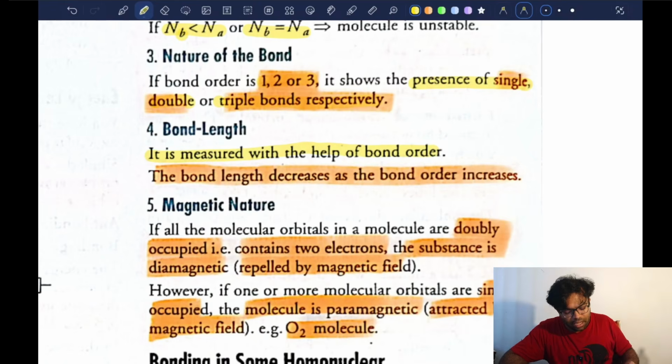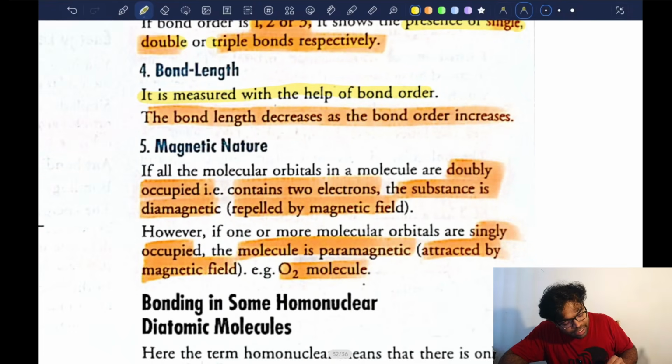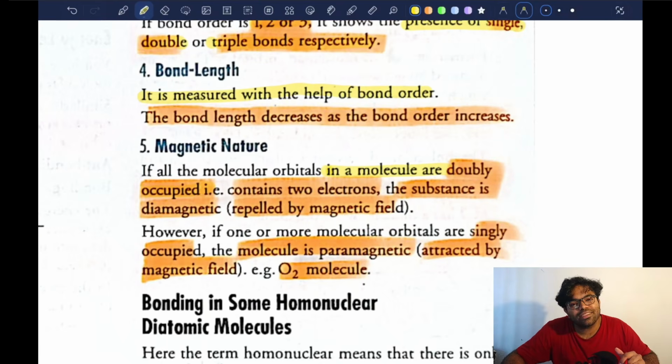Okay. Then the magnetic nature. If all the molecular orbitals in a molecule are doubly occupied, that is, not even a single molecular orbital has an unpaired electron, then automatically what happens? The molecule becomes diamagnetic.